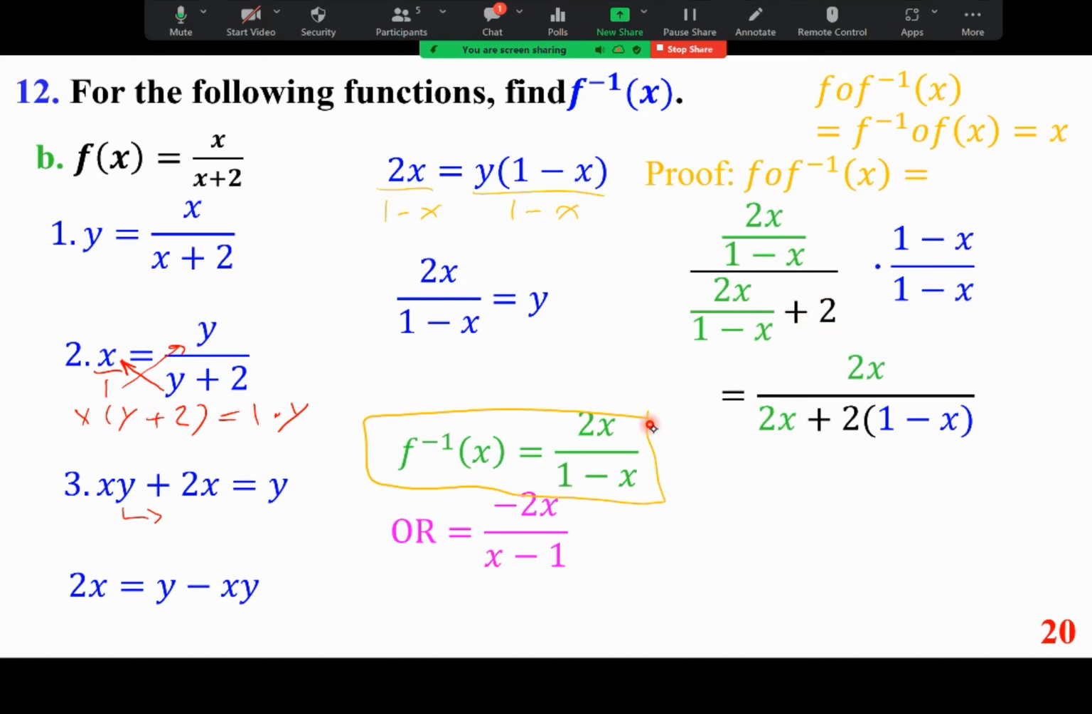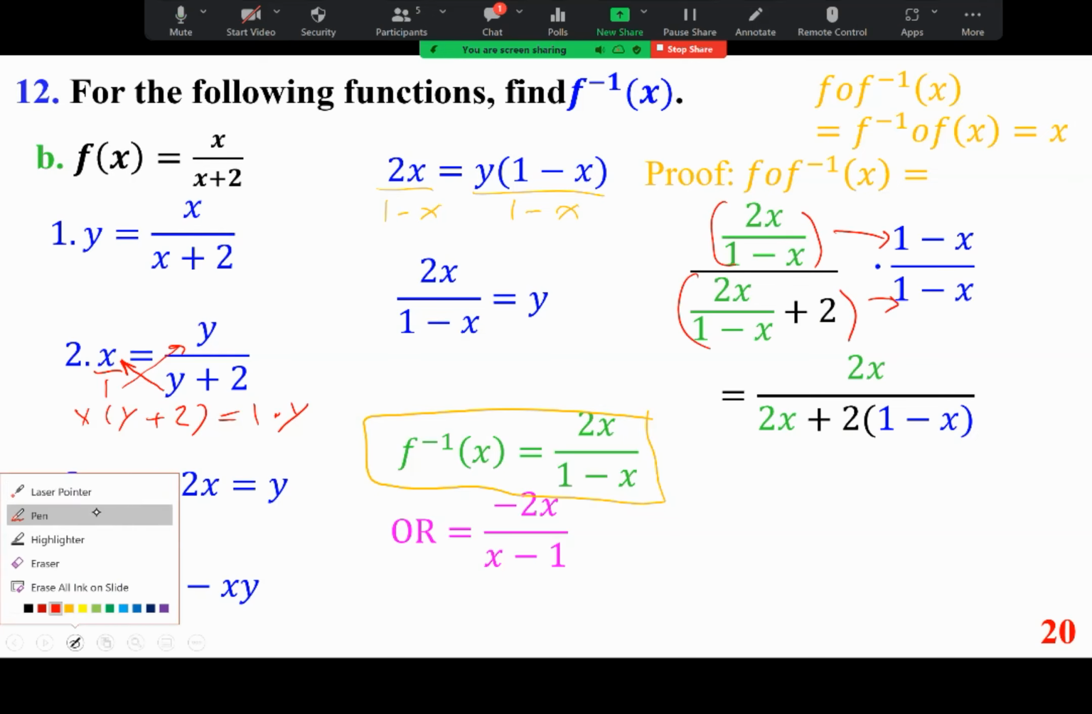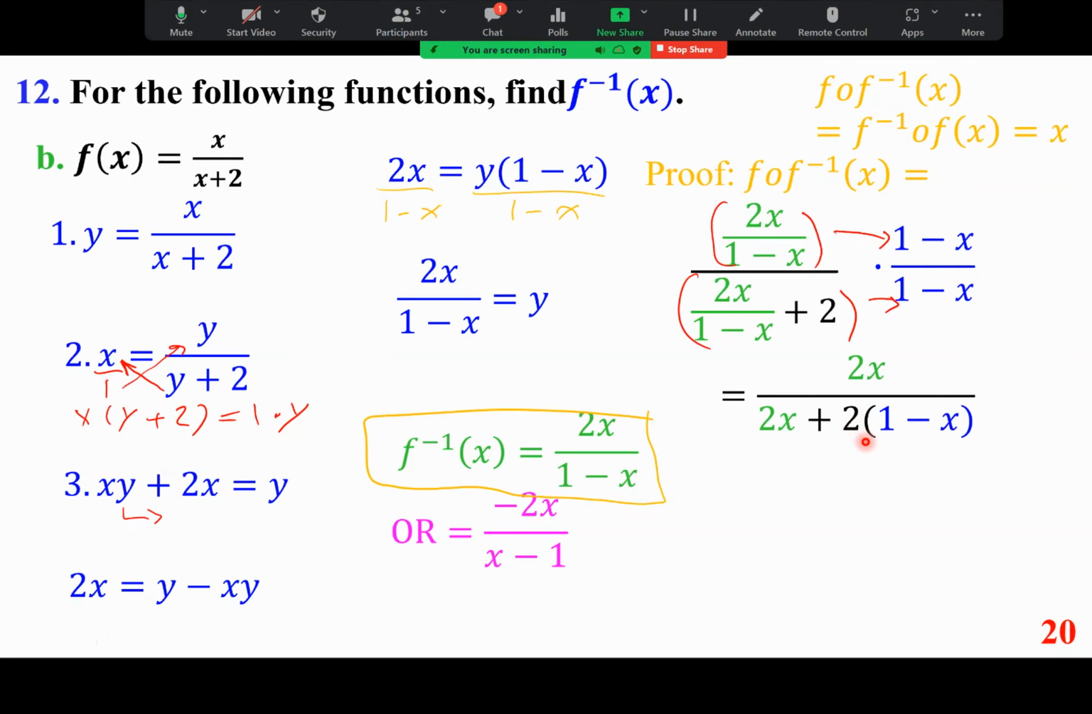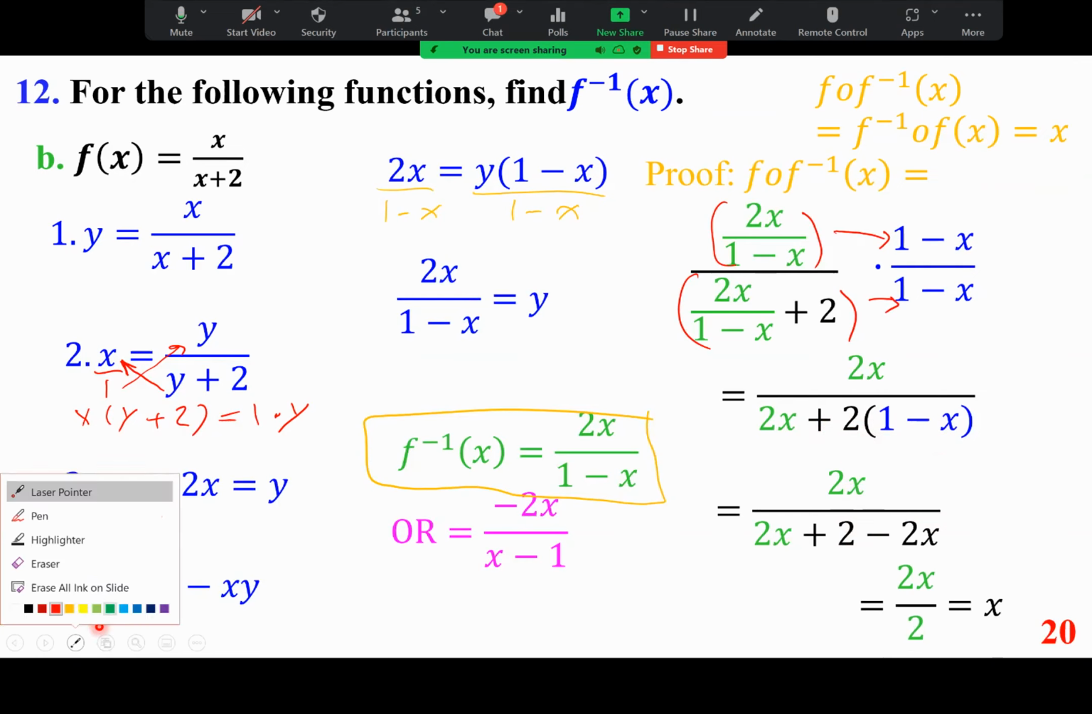The bottom, so let me just write it in this fashion so it becomes clear. You're multiplying this one by this one. You're multiplying this one by this one. This is what you get. And all you have to do is simplify the denominator and you're fine. This is 2 minus 2x. These two cancel each other. These two cancel each other. 2x over 2 is x, and that's proof that we have come up with the correct answer. So it's really good practice to check and recheck your work always.